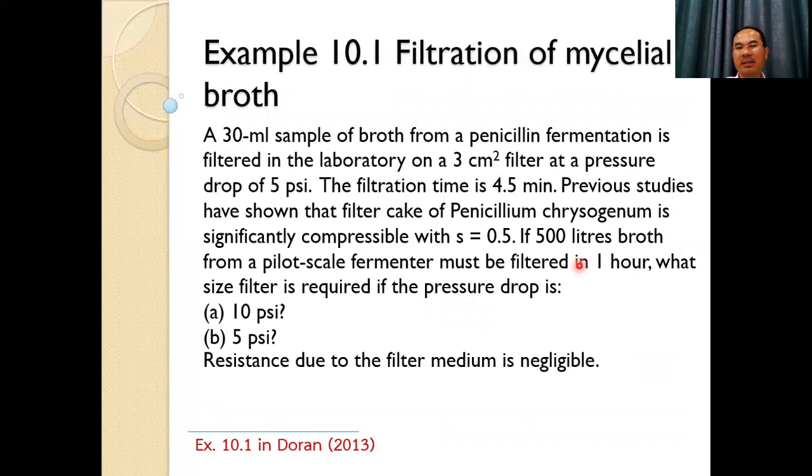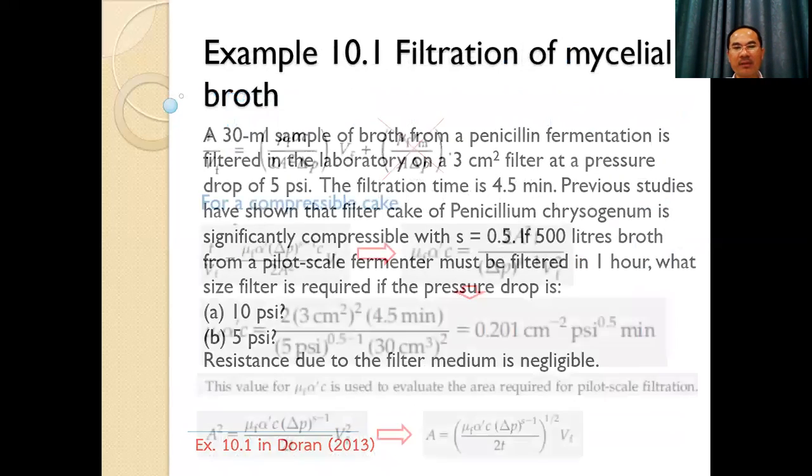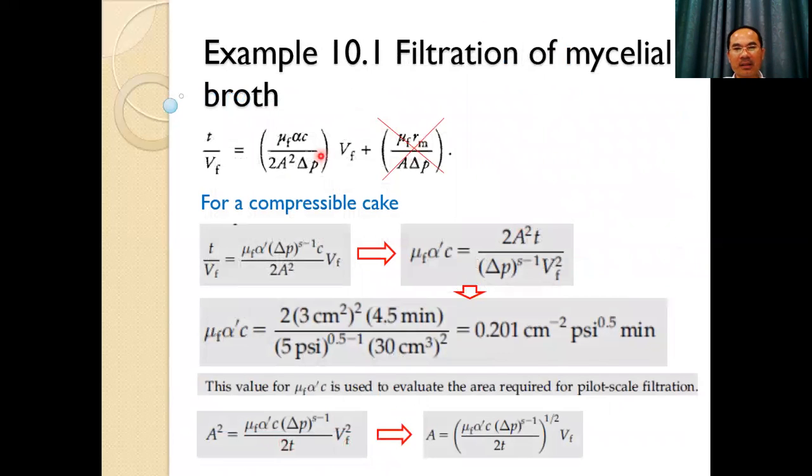For this case, we know the information from the lab scale, and then we will scale up to the large scale or pilot scale. The first step, we have to calculate some parameter from the lab scale. For this case, we can cancel the Rm term. Then we get T over Vf equal to mu f alpha c divided by 2A squared delta P.